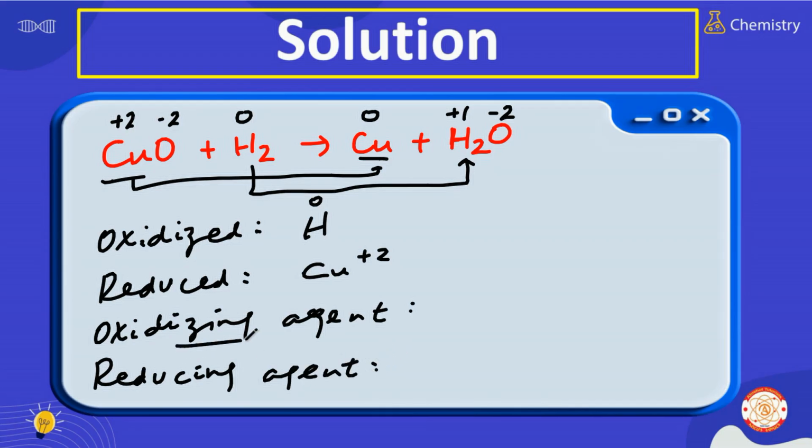So remember the definition of oxidizing agent. It helps another substance to get what? Oxidized, but itself gets what? Reduced. Therefore, copper +2 has been reduced. Therefore, the oxidizing agent is copper 2 oxide. And the reducing agent, on the other hand, is a substance that helps another substance to get what? Reduced, but itself gets what? Oxidized in the process. Therefore, hydrogen has been oxidized. Therefore, H2 is acting as a reducing agent.